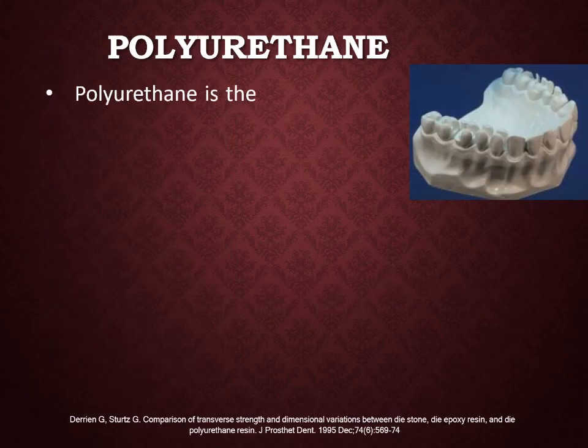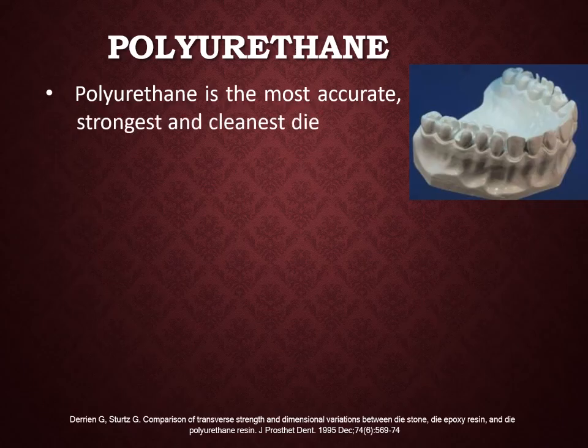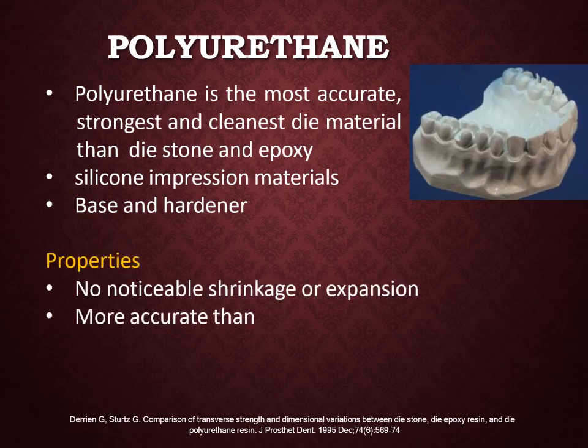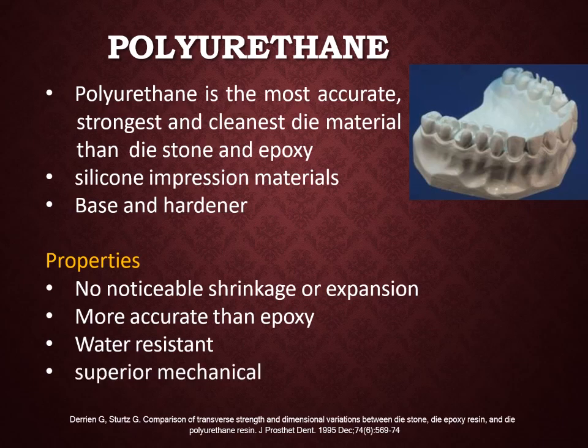Polyurethane. Polyurethane is the most accurate, strongest, and cleanest die material compared to die stone and epoxy. Silicone impression materials can be used. Base and hardener. Properties: no noticeable shrinkage or expansion, more accurate than epoxy, water resistant, superior mechanical properties, approximately 94.82 megapascal.